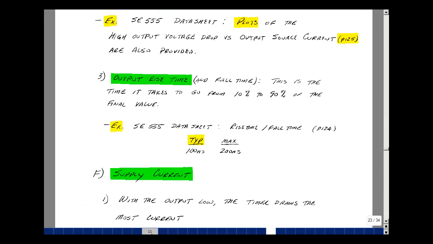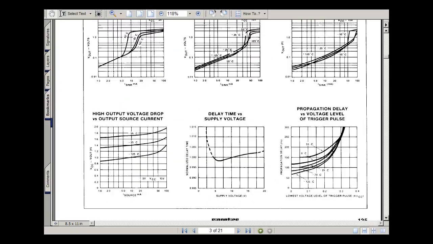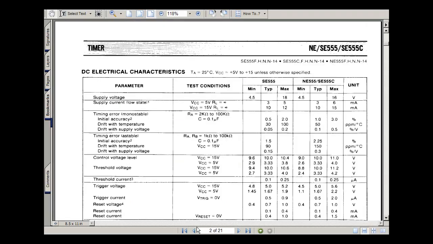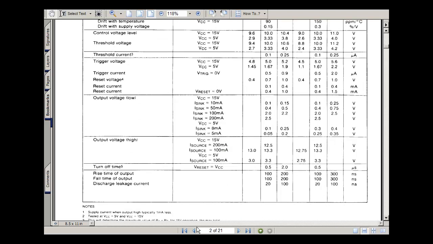There's also specs for the rise and fall time of our output. And on page 124, typically it's 100 nanoseconds for the rise time or the fall time, but could be as large as 200 nanoseconds. Let's go find it in the data sheet. This is back on page 124 again. You can see here there's a rise time and fall time. Typical values and then maximum values.